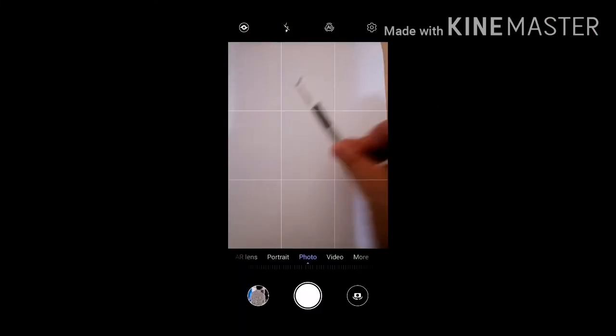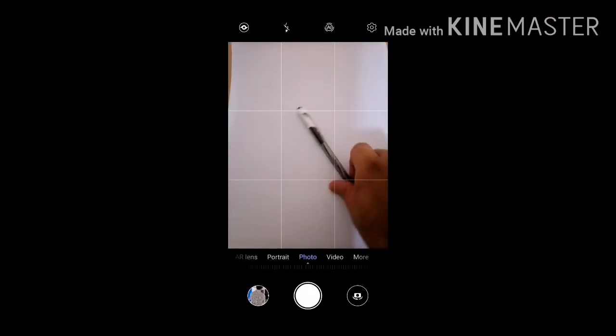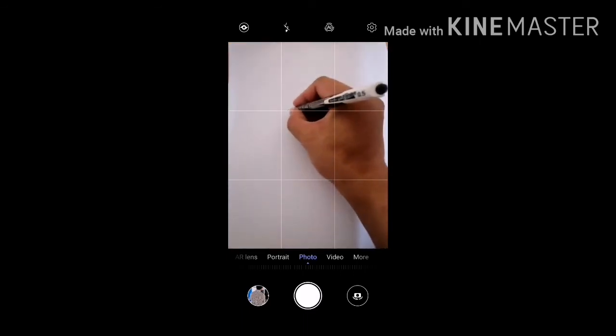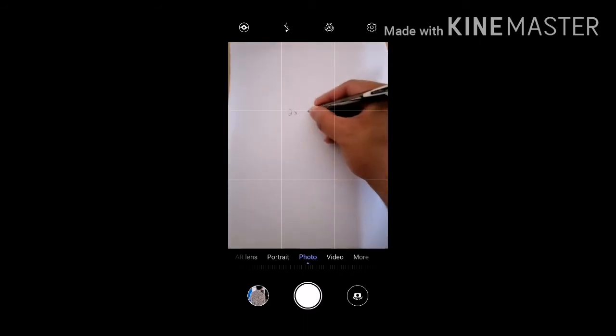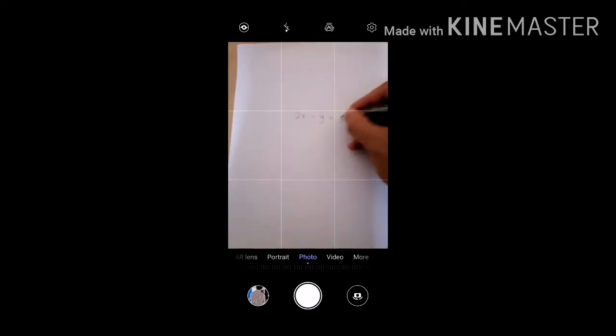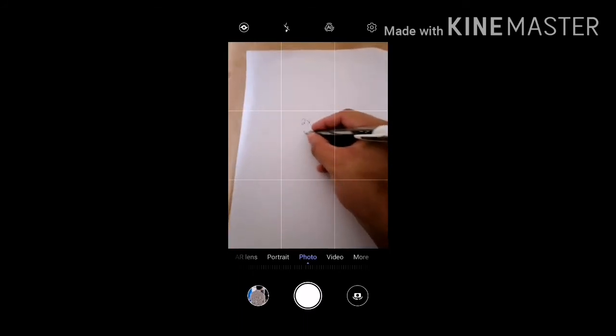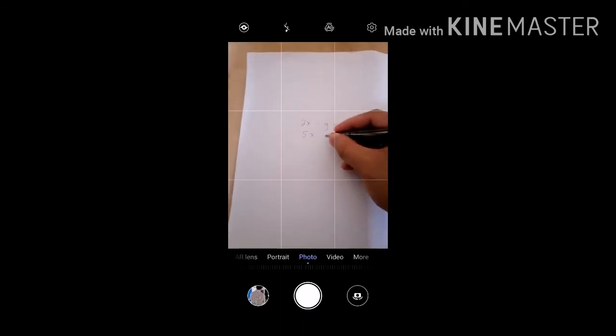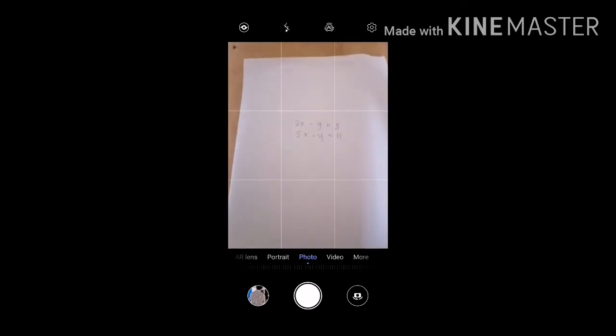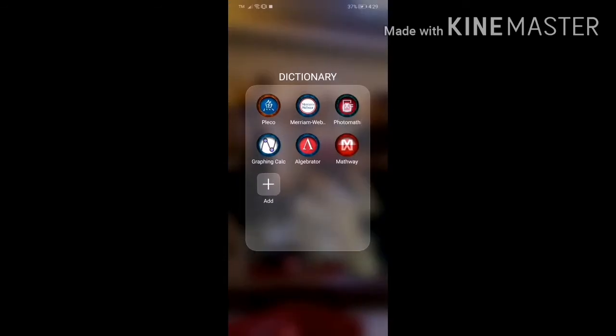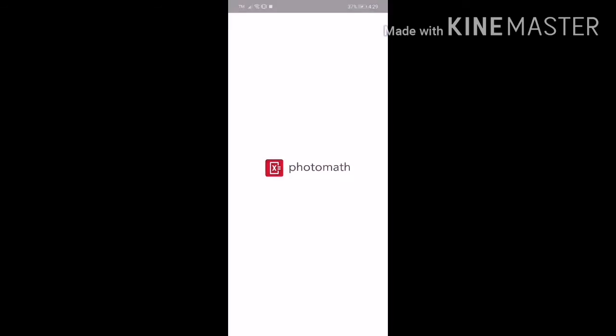Next is Potomath. In Potomath, you need a pen and a clean paper. The first step you need to do is to write down the two equations, and then open the application, go to the camera or the scan in the application, and you just need to scan the written equations, and after that, all the information you need is there. Look closely at the following steps.